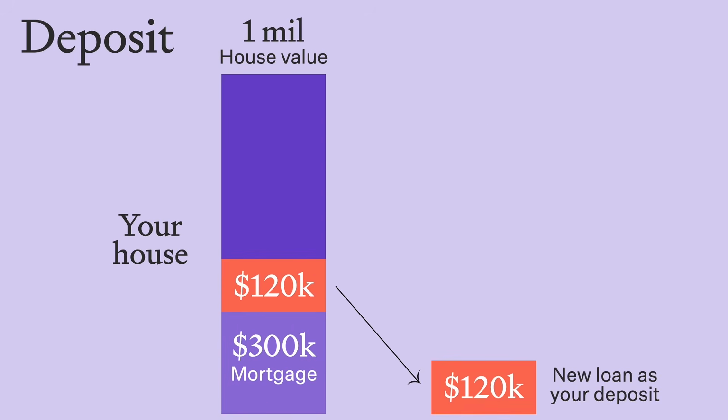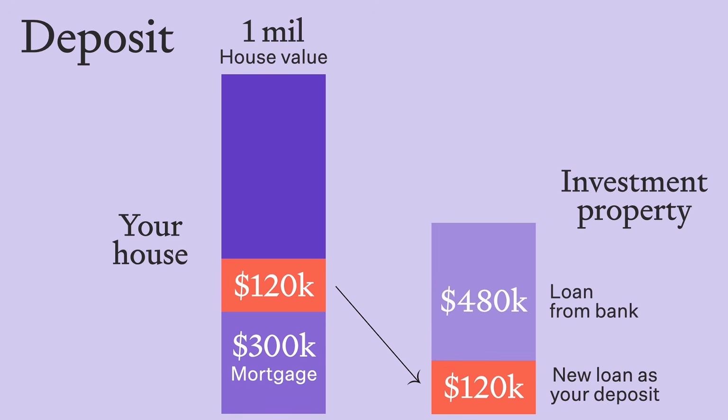You take that out to a second bank, that's your deposit, and the new bank will lend you up to 80% on the next rental property you want to buy. In this example, let's call it $480,000.